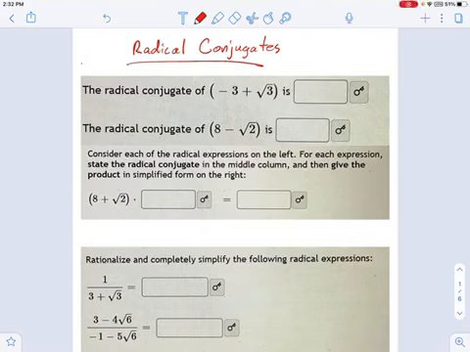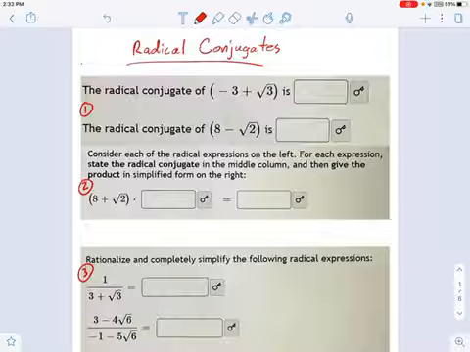Let's talk about a radical conjugate and why it's useful. I have three different problems here that are from the homework, so we'll go over each of these in turn. The first is just coming up with, what does this radical conjugate mean? What is the concept even?